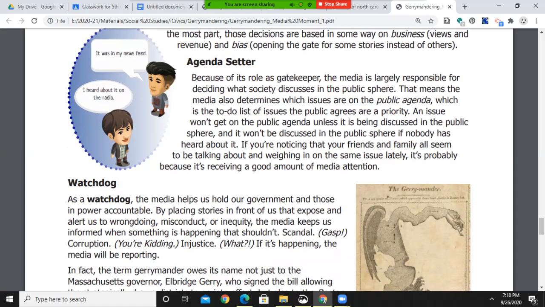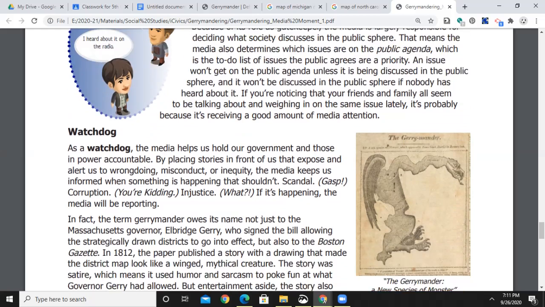Because of its role as gatekeeper, the media is largely responsible for deciding what society discusses in the public sphere. That means the media also determines which issues are on the public agenda, which is the to-do list of issues the public agrees are a priority. An issue won't get on the public agenda unless it is being discussed in the public sphere, and it won't be discussed in the public sphere if nobody has heard about it. If you're noticing that your friends and family all seem to be talking about and weighing in on the same issue lately, it's probably because it's receiving a good amount of media attention.